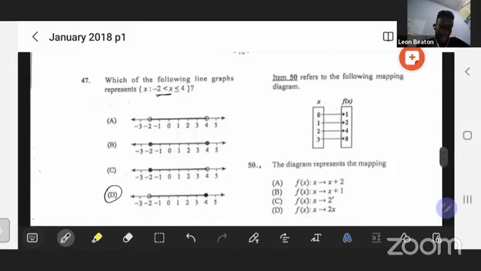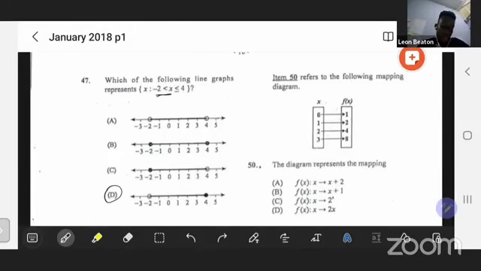So item 50 refers to the following mapping. So we have an x here, and it's mapped onto a function. The diagram represents the mapping f of x equals, which one of these things here will describe the mapping?